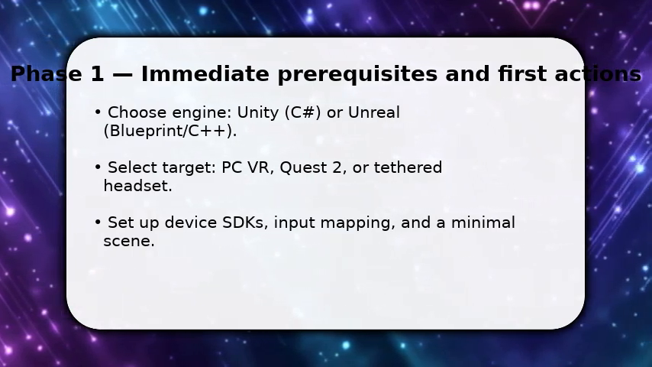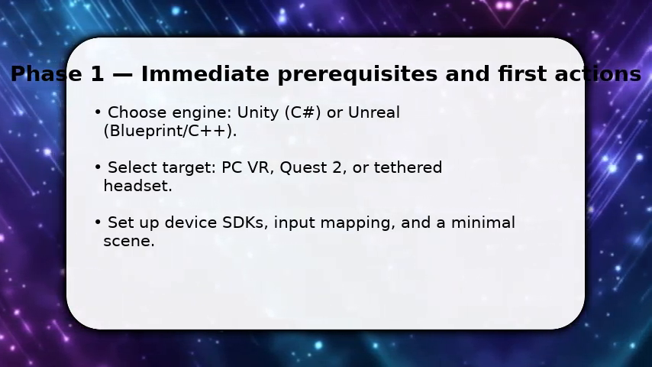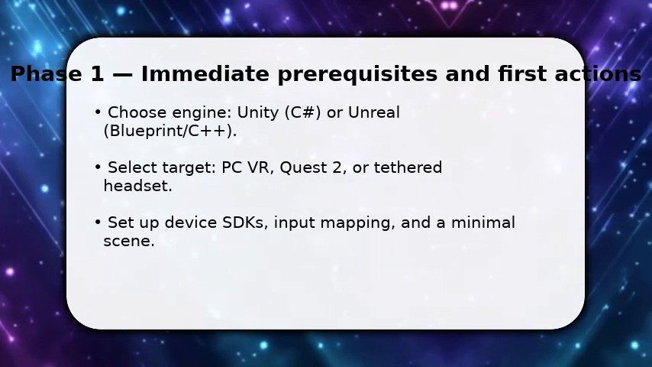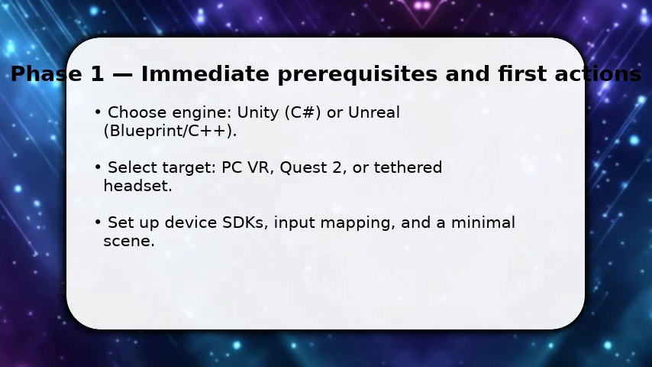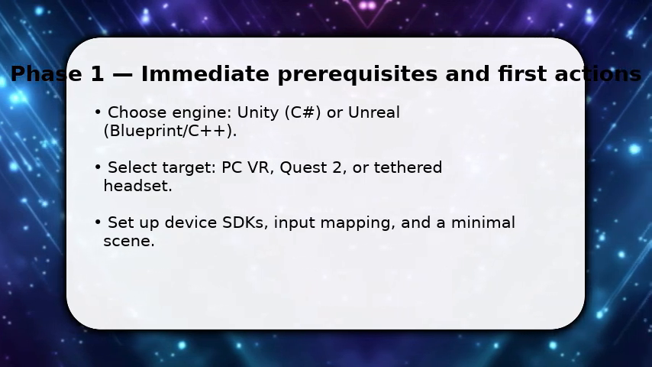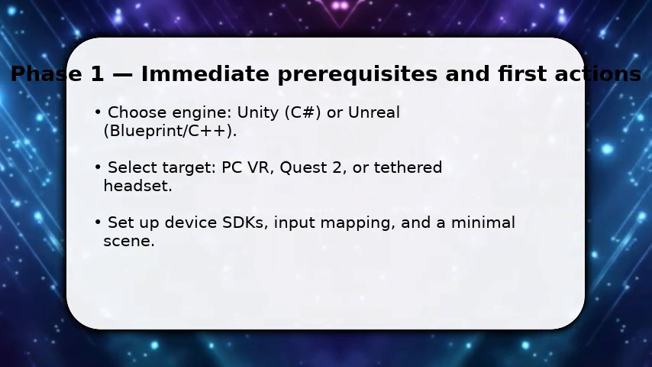Create a new project and add an empty scene with a playable camera rig and basic locomotion. Once done, implement simple interactions like grab and raycast. You need this minimal loop to test hardware early, because rapid iteration prevents wasting weeks on untestable systems.